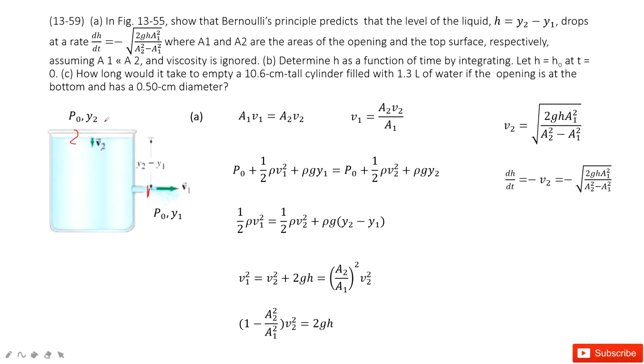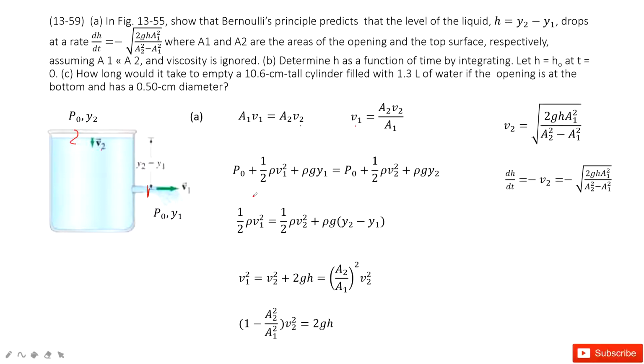In this system, first of all, we consider the continuity equation. The volume of water moved out from position 1 must equal the volume of water that drops at position 2, right? So we have A1 V1 equals A2 V2, because we need to find V2. That means we can write V1 as a function of V2. Then we put it there.